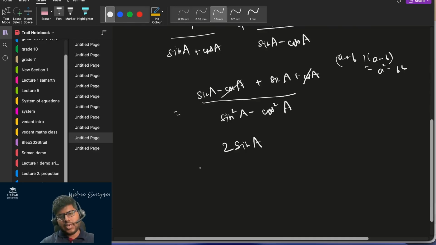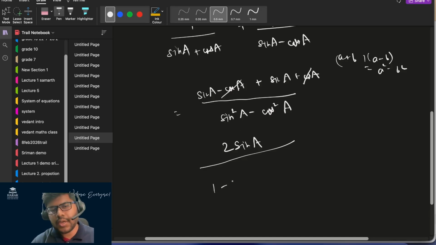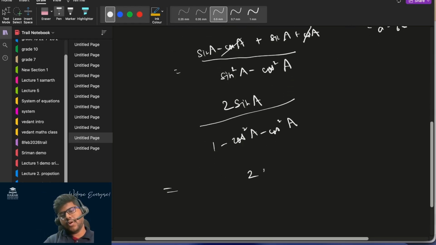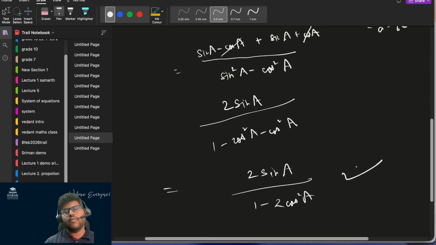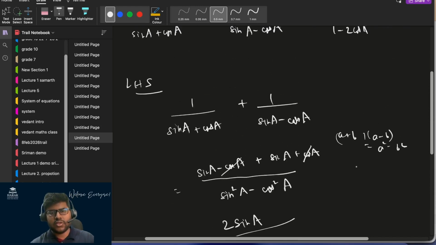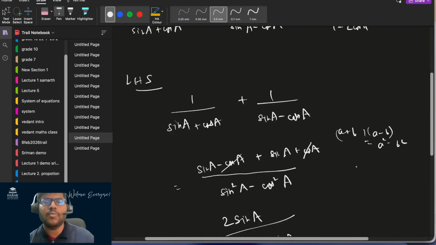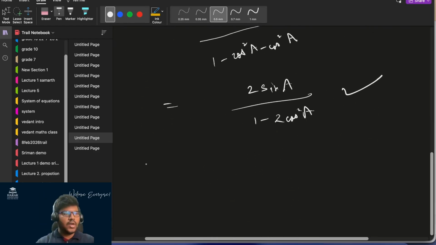Now in the denominator I need to make it equal to 1 minus 2 cos square A. Rewriting sine square A as 1 minus cos square A, we get 1 minus cos square A minus cos square A. That converts it to 2 sine A over 1 minus 2 cos square A, and we are done. This way we have shown that this particular problem has a solution.